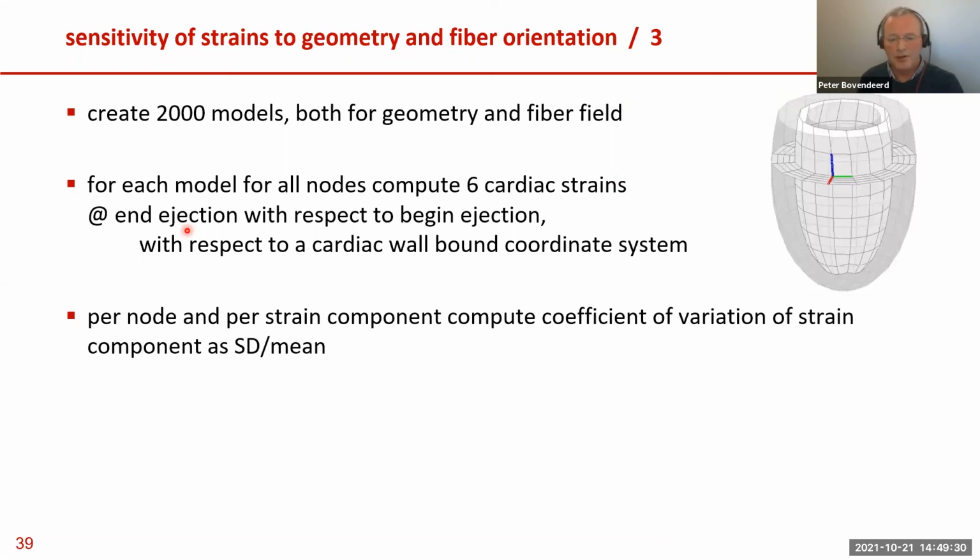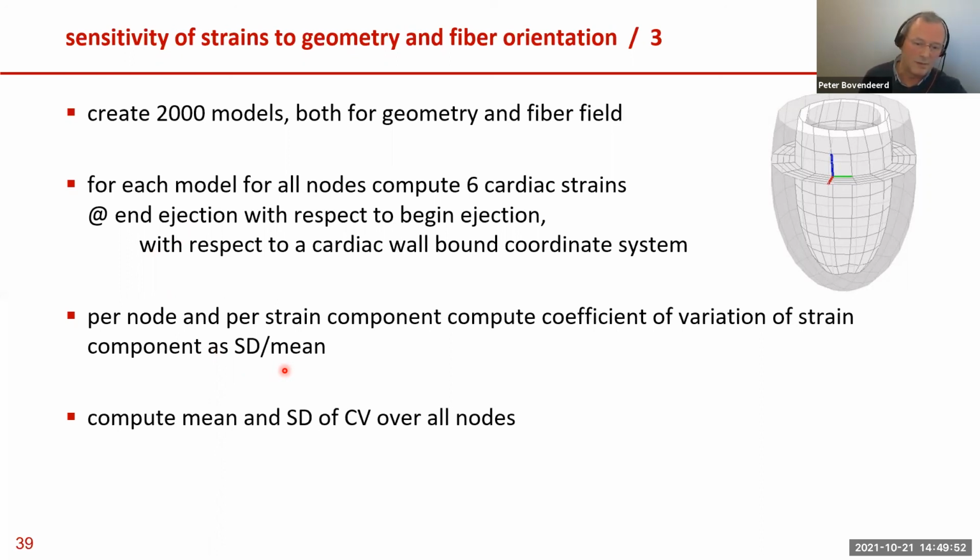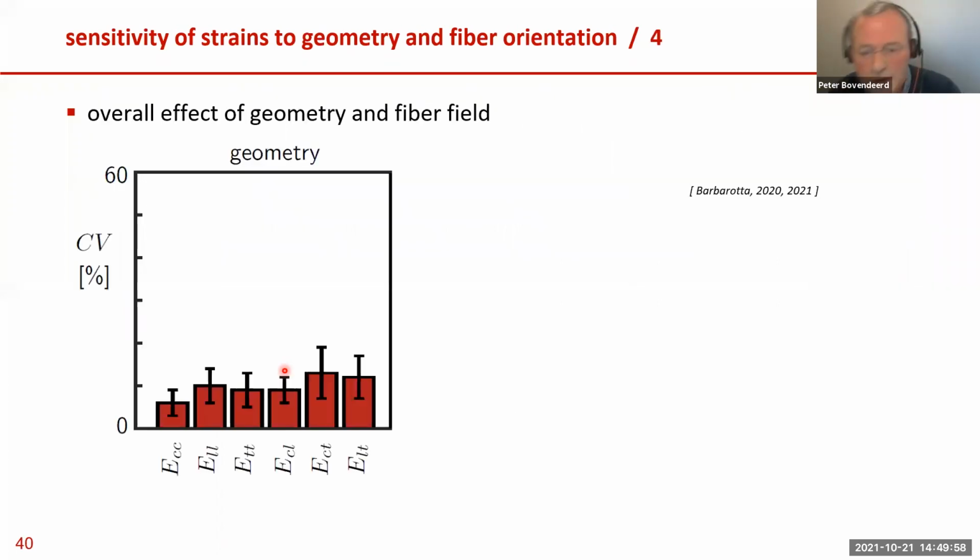So then per node and per strain component, he computed the coefficient of variation. So he took all the strain components and he averaged them and took the standard deviation. And then he defined the coefficient of variation as a standard deviation over the mean. And finally, he averaged all these coefficients of variations once again to determine the average and the standard deviation. And this is typically what he got.